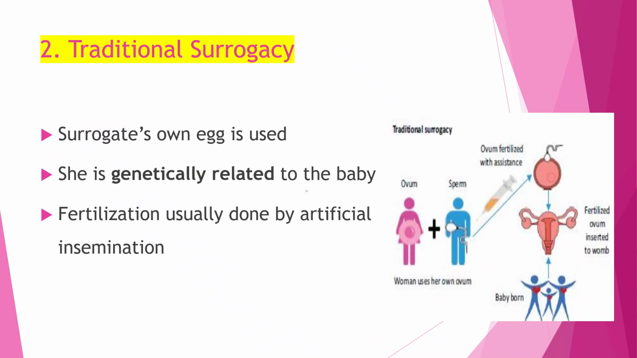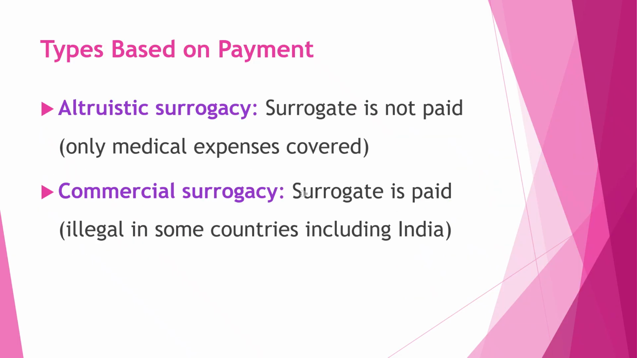Traditional surrogacy is a type where the surrogate mother's own egg is used, so she is biologically related to the baby. In this case, fertilization usually happens through artificial insemination, where sperm is introduced into her body to achieve pregnancy. So, unlike gestational surrogacy, here the surrogate is both the one who carries the baby and also has a genetic connection to the child. Surrogacy can also be classified based on whether the surrogate is paid or not.